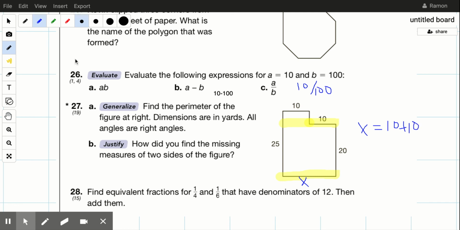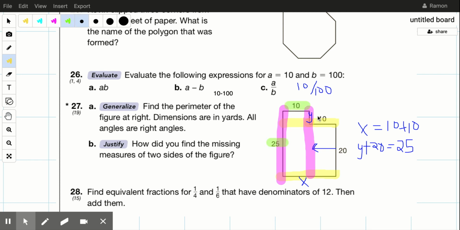And then for the other missing side, we have this little sliver here plus this section here is equivalent to 25. So what we have is y plus 20. And again, we get the 20 from this value here. Put there, this is our y value. That's going to equal 25. So you solve for x, you solve for y, and then you add the other 4 values for this polygon.